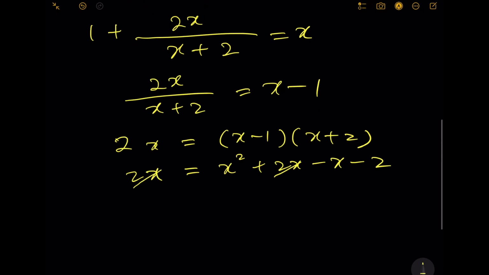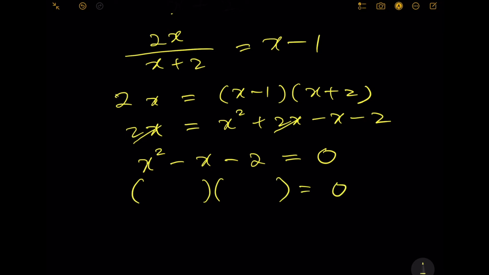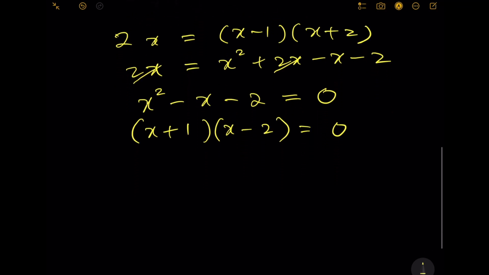So therefore, we have x power 2 minus x minus 2 equals 0. This is a factorable quadratic equation. You have x minus 2 times x plus 1. Okay, first possible answer, x plus 1 equals 0, therefore x is negative 1.